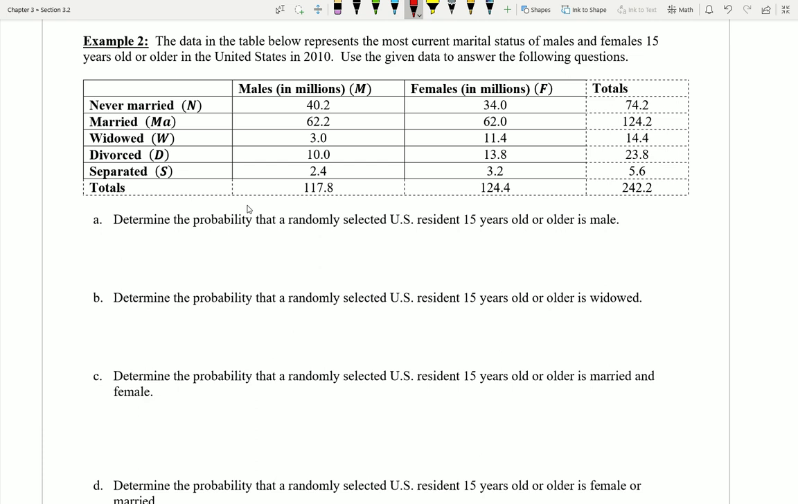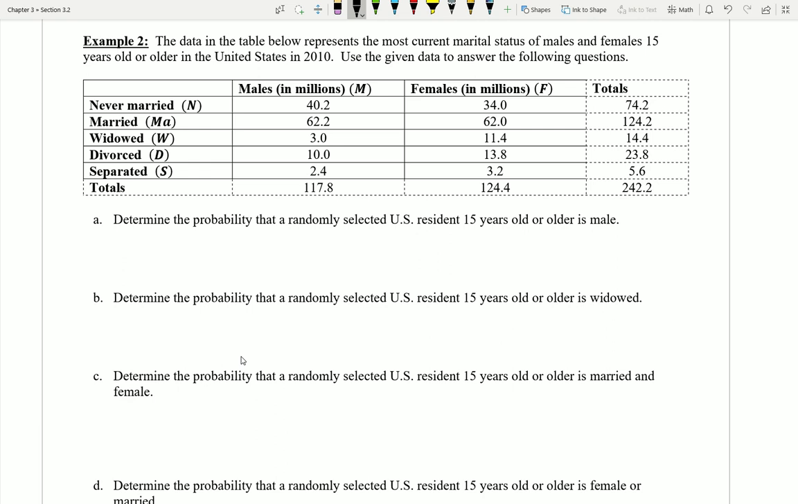Now let's turn our attention to example number 2. So this says that the data in the table below represents the most current marital status of males and females who are 15 years old or older in the US in 2010. And we want to use this data to answer some following questions.